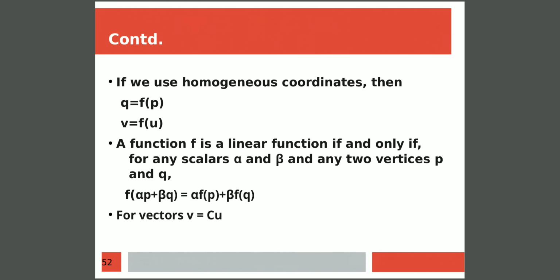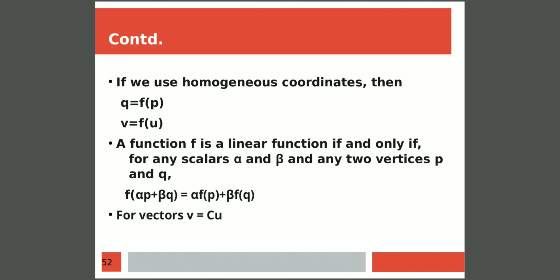Then if we use homogeneous coordinate system to represent a transformation, then the transformation operation can be called a function. The transformation function in a homogeneous coordinate system is represented as Q equal to F of P. If we apply a function on P, we'll get a new point Q. In the same way, if we apply a function on vector U, we are going to get a new vector V.